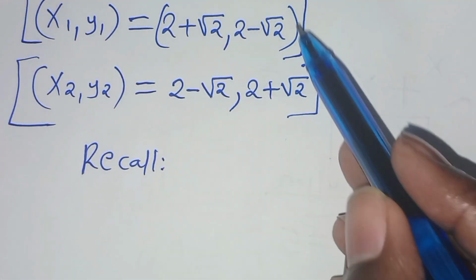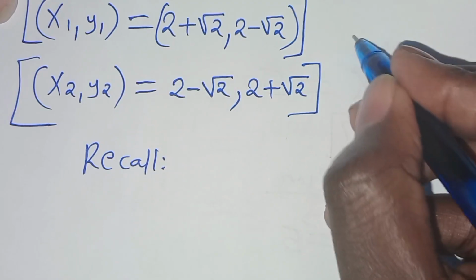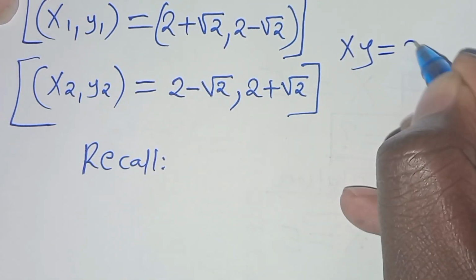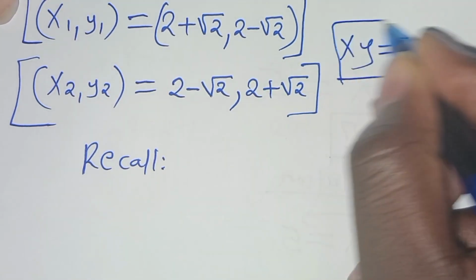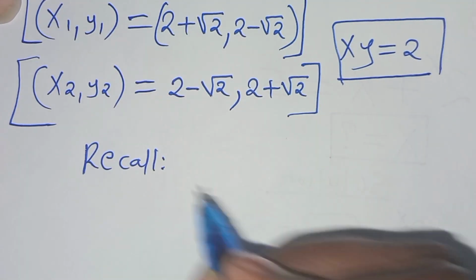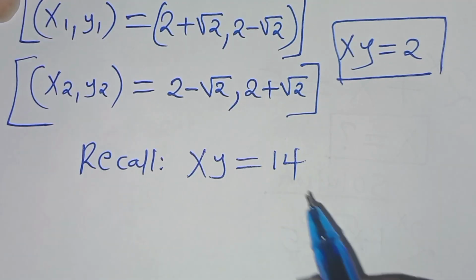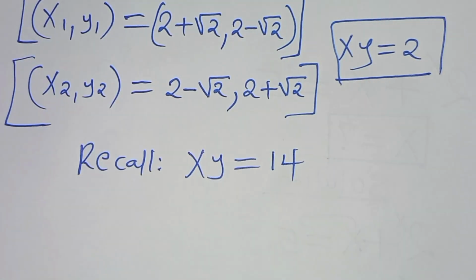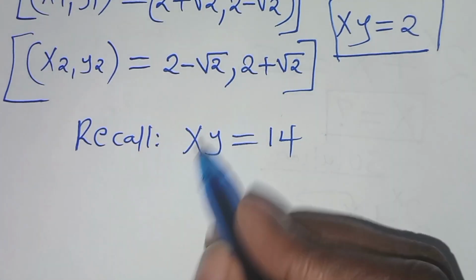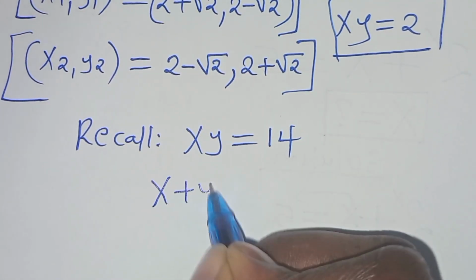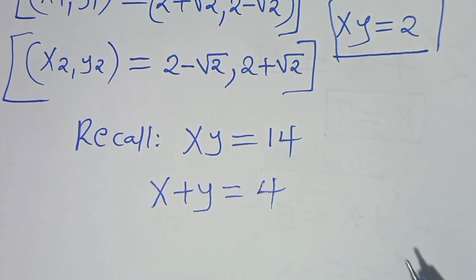Now these are the first two sets of solutions when xy is equal to 2. So let's proceed to xy. Let's proceed that when xy is equal to 14, let's solve for the values of x and y. Now again, if you recall that equation 1 is x plus y, this is equal to 4.